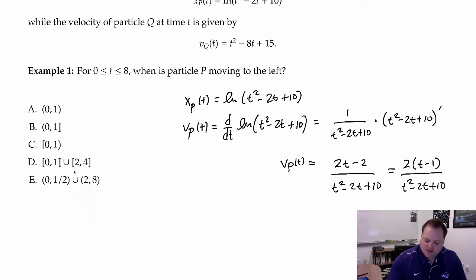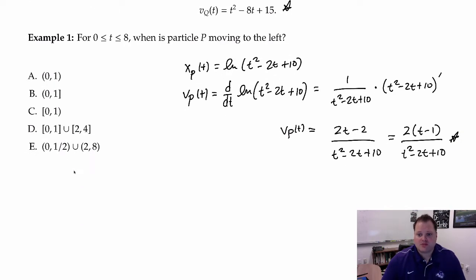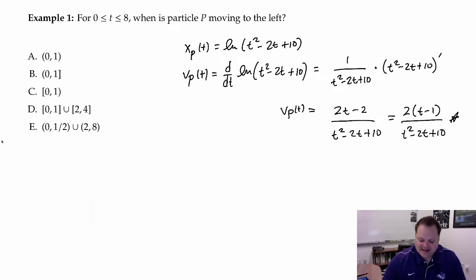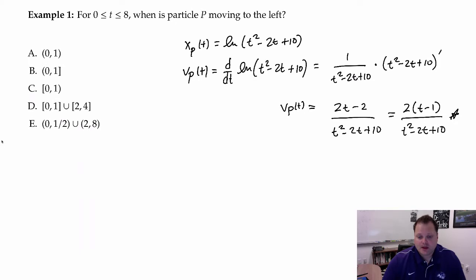I've got the velocity of q here, and I've got the velocity of p here. Now to answer this question, we're only really interested in p, but I'm going to go ahead and do something that'll pay off for the next couple of questions that I'm going to ask, and that is I want to plot a sign chart of the particle p's velocity versus particle q's velocity.